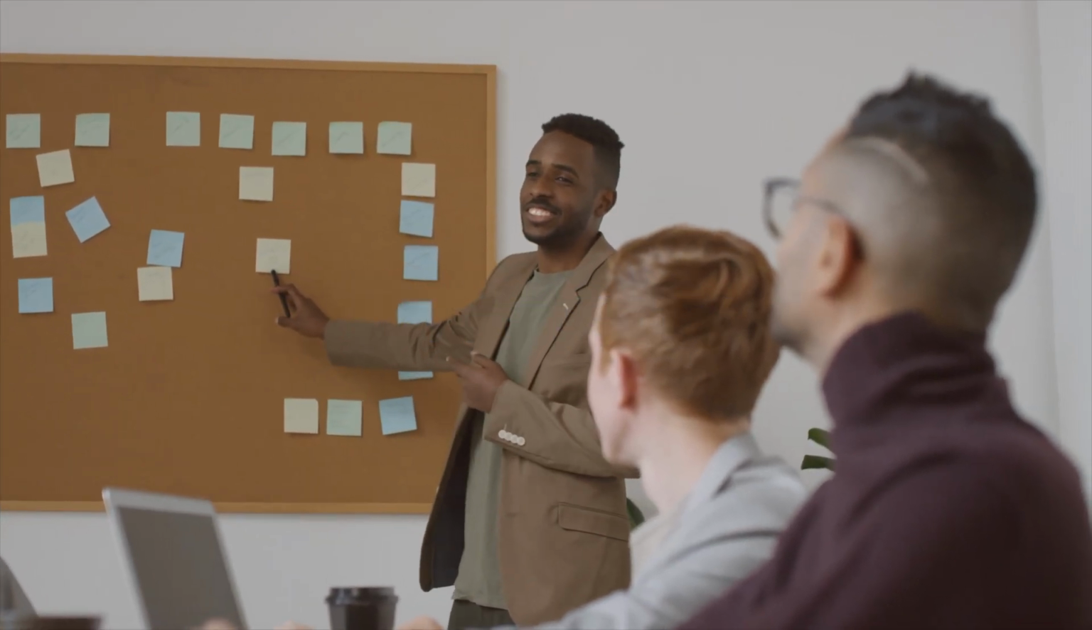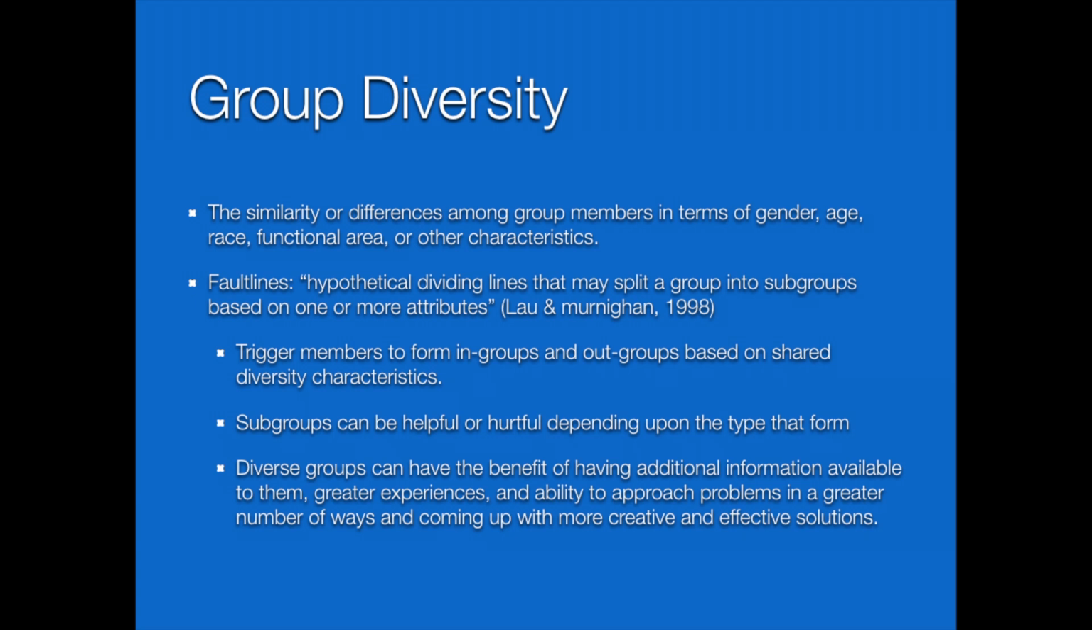Diversity. The similarity or differences among group members in terms of gender, age, race, functional area, or other characteristics. Fault lines. Hypothetical dividing lines that may split a group into subgroups based on one or more attributes. They trigger members to form in-groups and out-groups based on shared diversity characteristics. Subgroups can be helpful or hurtful depending on the type that form. Diverse groups can have the benefit of having additional information available to them, greater experiences, and the ability to approach problems in a greater number of ways, coming up with more creative and effective solutions.